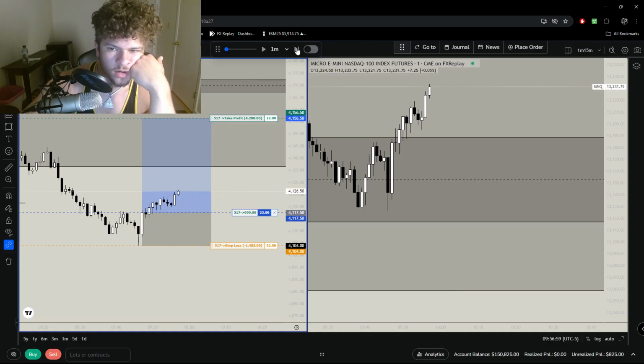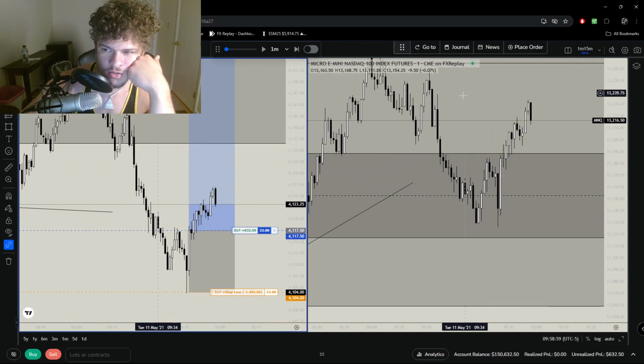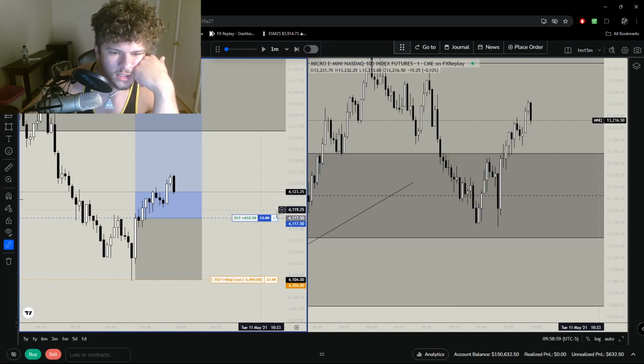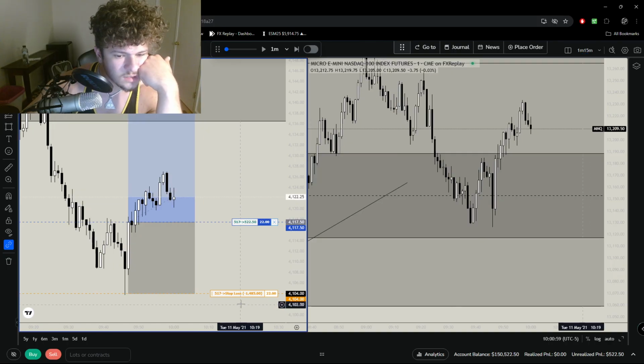Pushing up higher. Again, I just want to make sure we don't put in any SMTs. 925 highs have yet to be taken. I'd want to see how we treat this fair value gap. If we close underneath it, maybe stops to break even here.